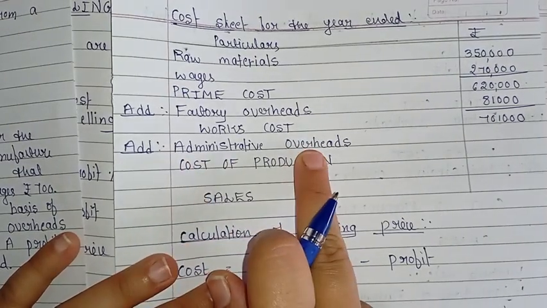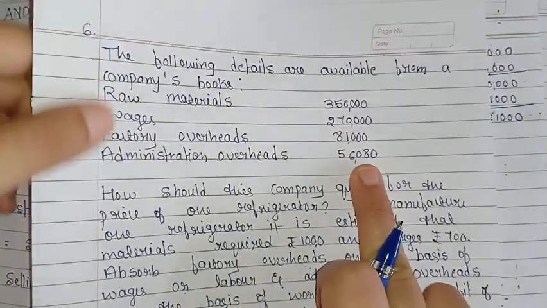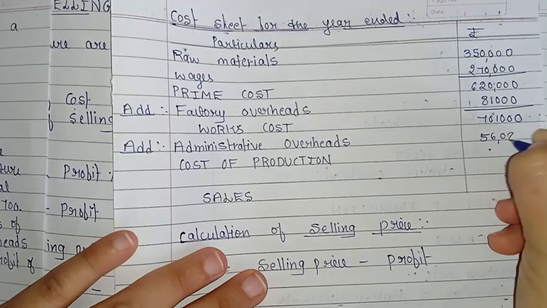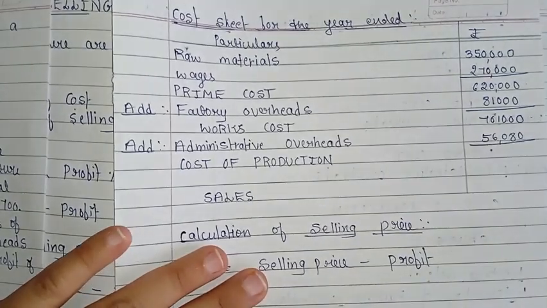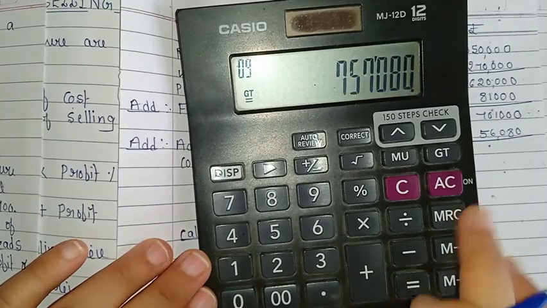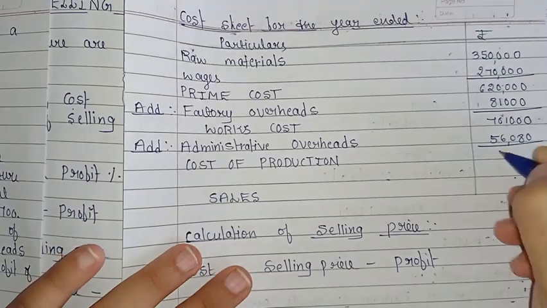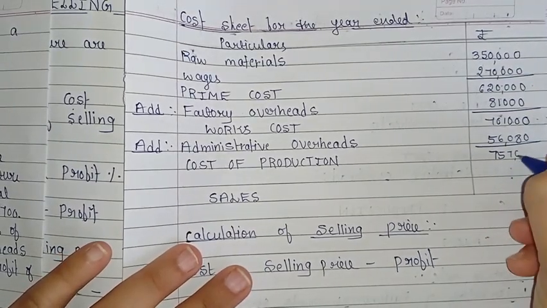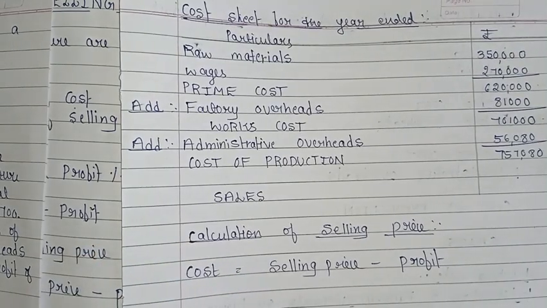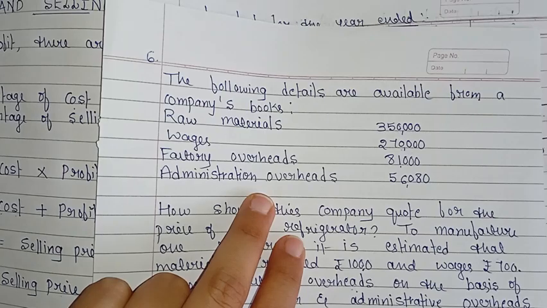Next one is administration overheads. That is how much? 56,080. Write down 56,080. Then we will get cost of production, 7,01,000 plus 56,080 equals 7,57,080. This is our cost of production. Here they have not given any information about selling and distribution overheads.